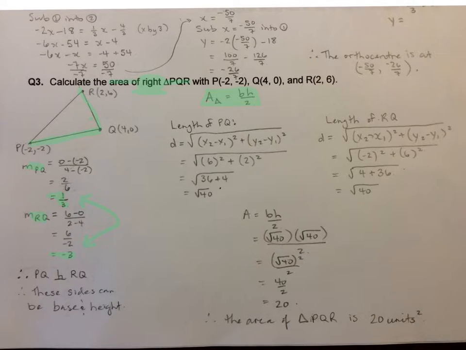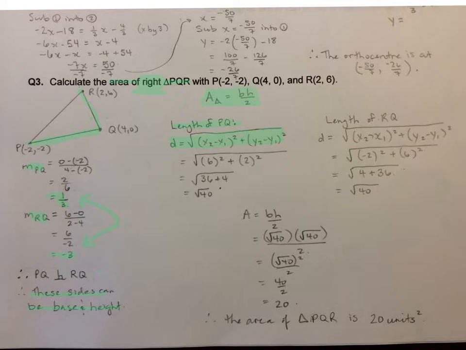Down here I wrote that we know they're perpendicular to each other, so these sides can be my base and my height. Then my next step was to find the actual length of side PQ. So I went back to our distance formula that we learned earlier: rise squared plus run squared, all square rooted, using the Pythagorean theorem, gives us our distance.